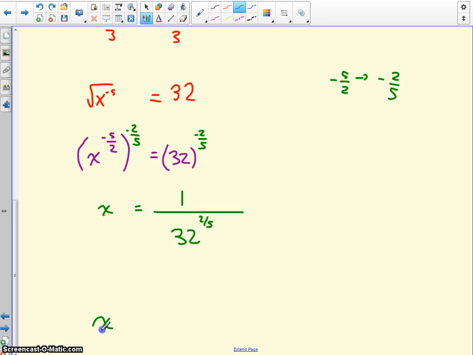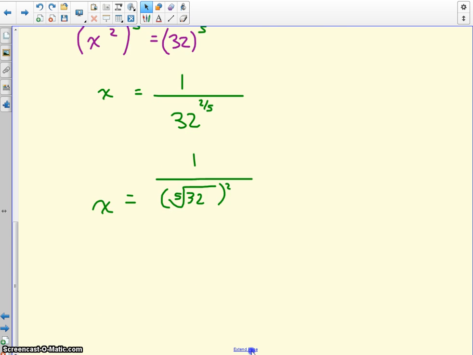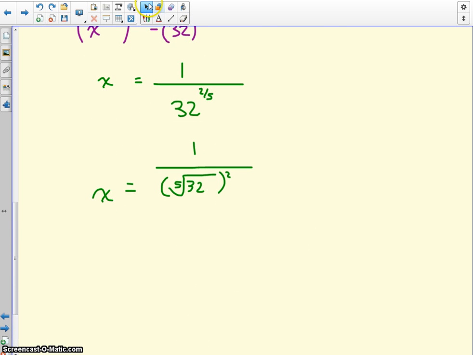So this will be now 1 over the 5th root of 32, all squared. Okay, the 5th root of 32 is 2. So this is 1 over 2 squared, which is 1 over 4.